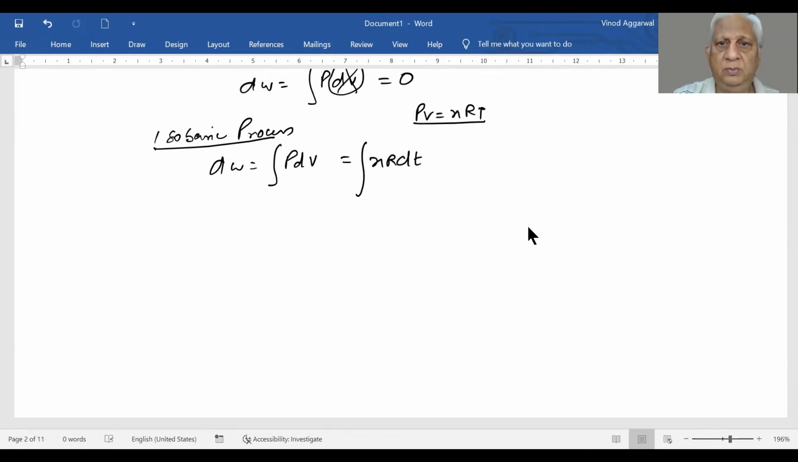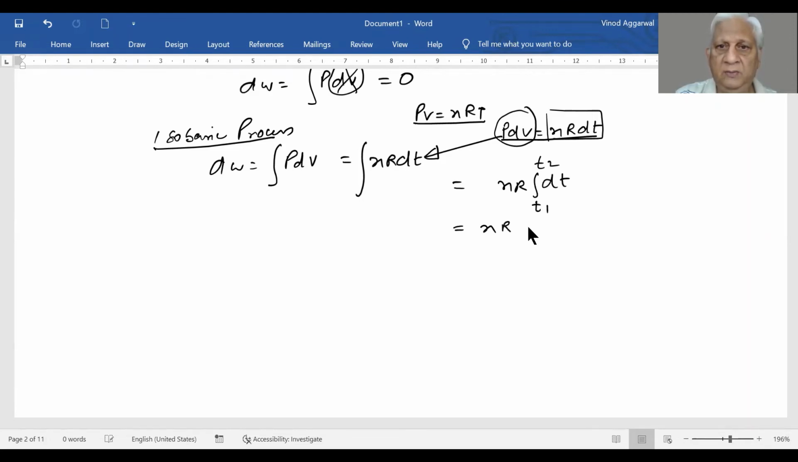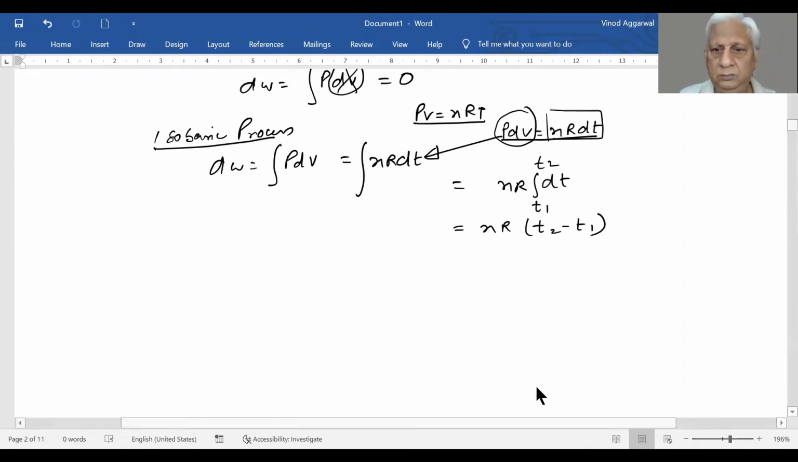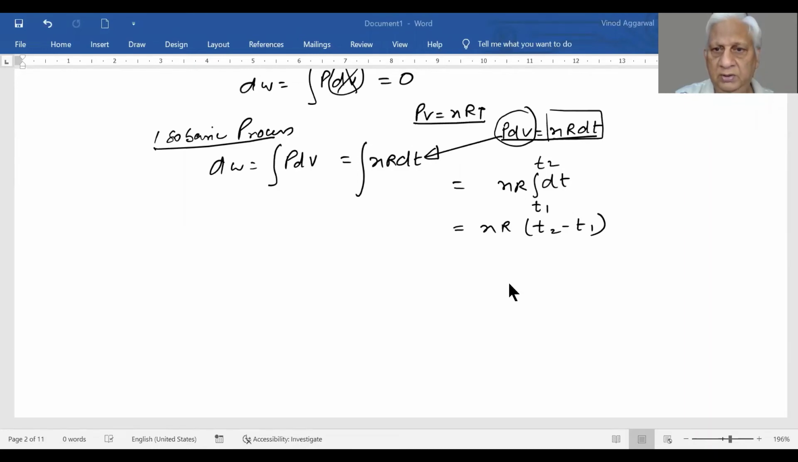Now in this case, if you differentiate both the sides, P is constant, N is constant, R is constant, so PdV can be replaced by NRdT, which we have done here. So this becomes NR, which is constant, times the integral of dT, with T going from T1 to T2. So this becomes NR(T2 minus T1), or it can also be written in another form. Whichever form you wish, you can use.